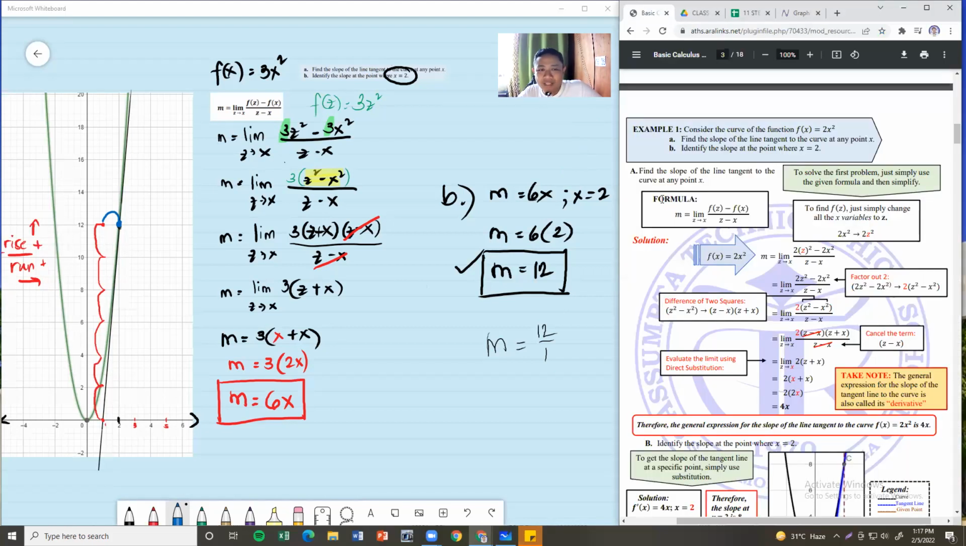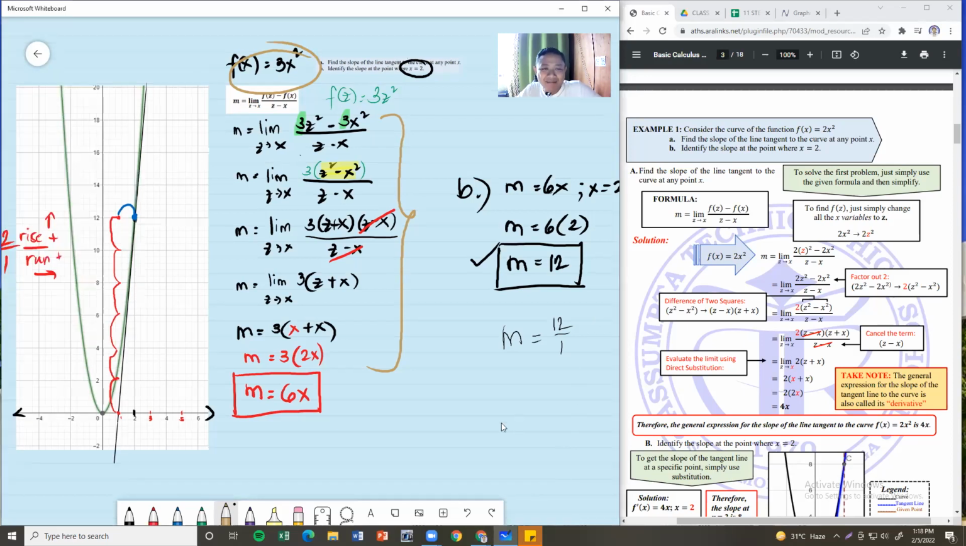Did you know, class, that this long process using our limits can be simplified in just one step? The derivative of this function can be taken in just one step, without doing this long process. Do you want to learn that? Show me a reaction if you want to learn that. Let me see. Okay.